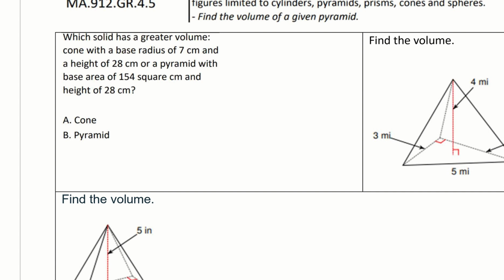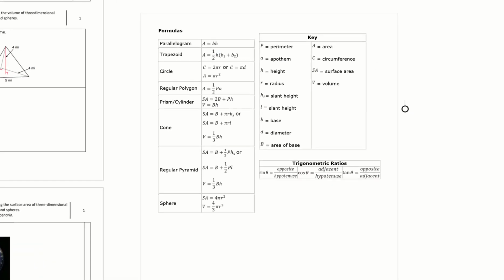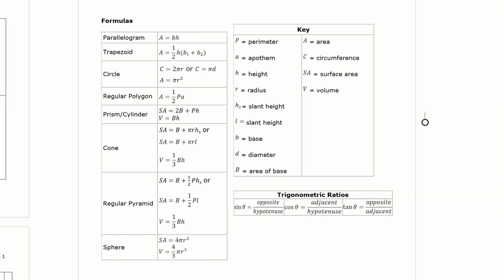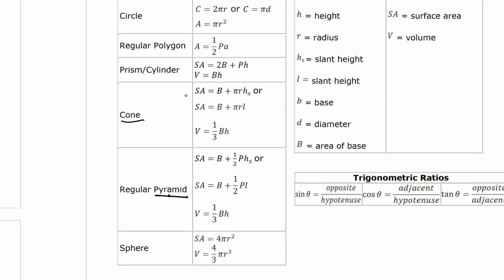So again, we're going to show you how to find this on the formula sheet. So let's show you the formula sheet. This is the formula sheet for the EOC, right? Let me see if I can show you. Okay, so here we go. So here, this is like the back side of the sheet. But if you look here, we have the formula for the cone, right? And we have the formula for a pyramid, okay? So notice that the formula for the volume is the same as 1/3 BH.